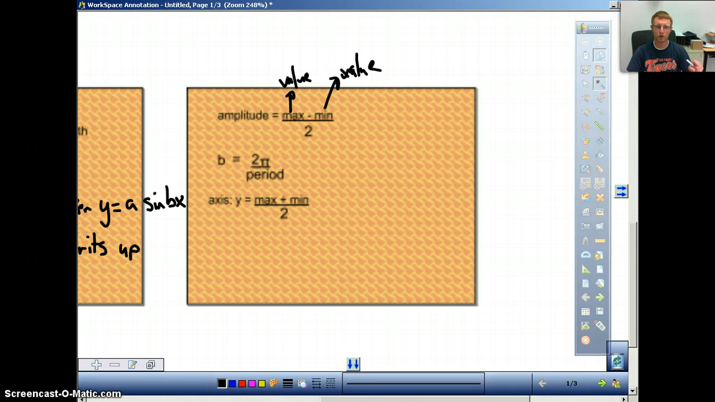So if you were to draw a horizontal line through the middle of the curve, that would be the axis, so that way it divides it completely in half. We do that by getting the max value plus the minimum value divided by 2. That will tell us where the axis is on the curve. Okay? So what I want to do is look at, we're going to flip this paper over.